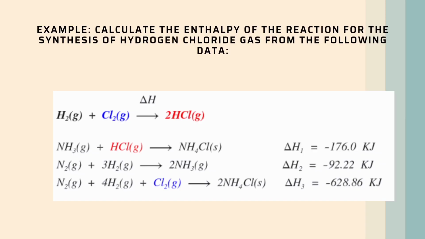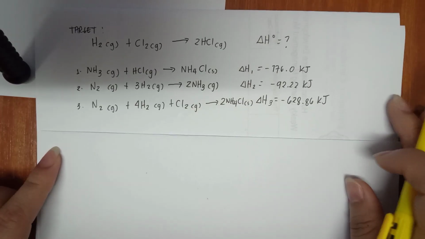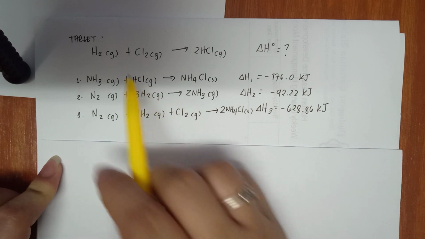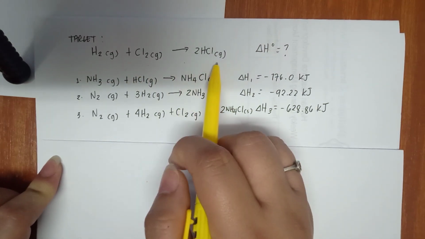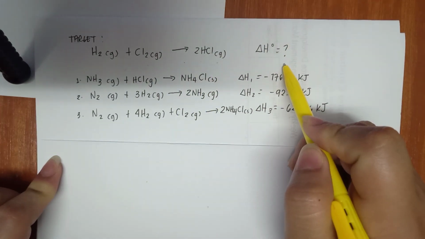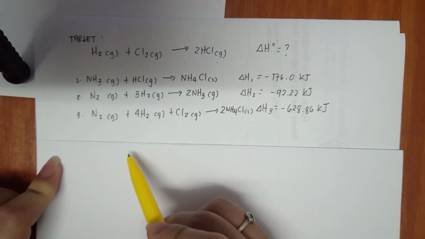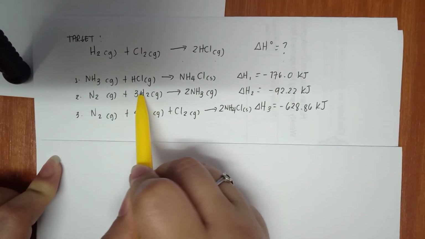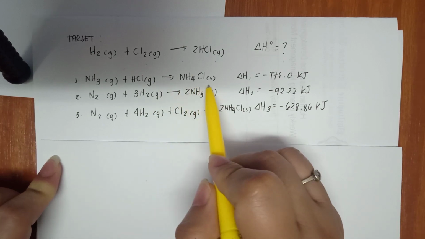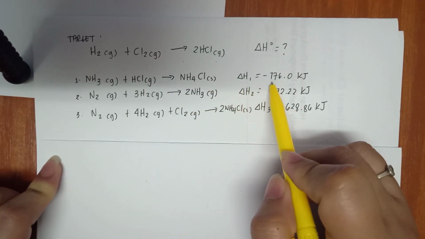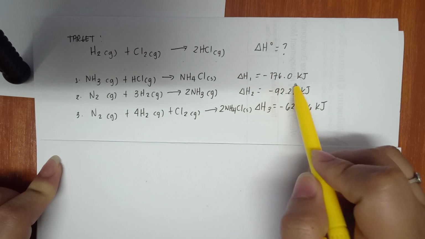You have to calculate the enthalpy of the reaction for the synthesis of hydrogen chloride gas from the following data. So we have given the target equation and we have the intermediate equations together with their enthalpies. Okay, so from that problem, the target equation will be H2 plus Cl2 to form 2HCl, and we have to identify its enthalpy. And the intermediate reactions are NH3 plus HCl to form NH4Cl with the enthalpy of negative 176.0 kilojoule.